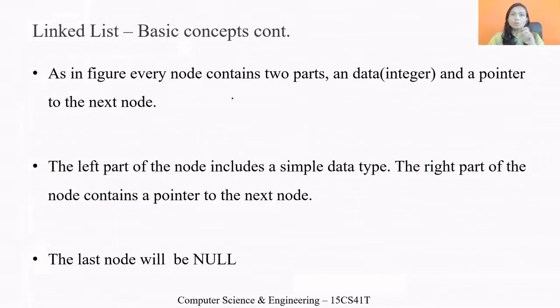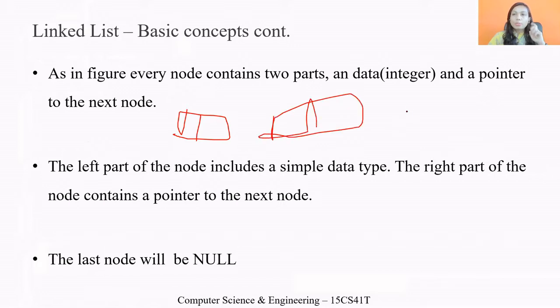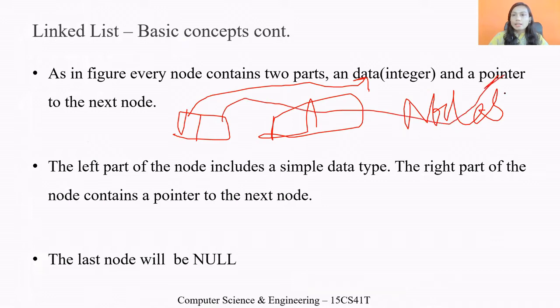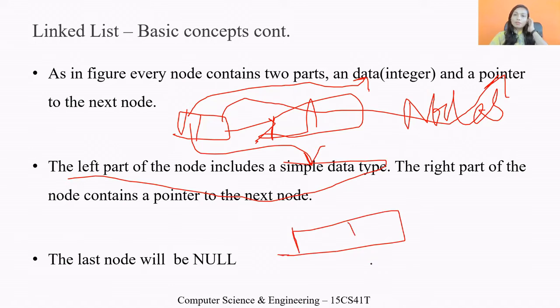As we can see in the figure, we have two parts in this linked list. Linked list is made up of nodes. Each node will have two parts. One is data, that is your integer, float, char, anything. And second is pointer. Pointer is the address pointing to next node. Left part of the node will include simple data. Right part will include the address to next node.